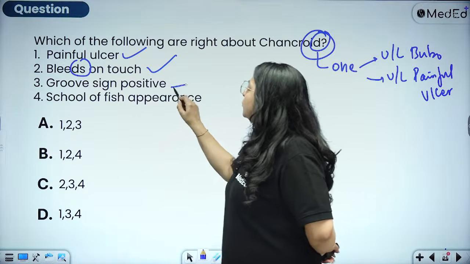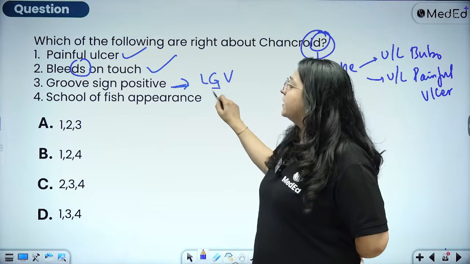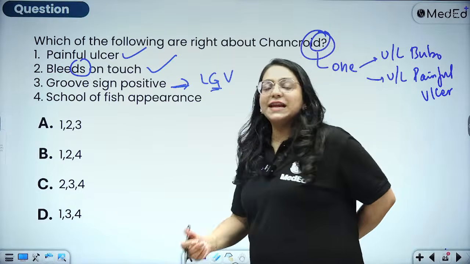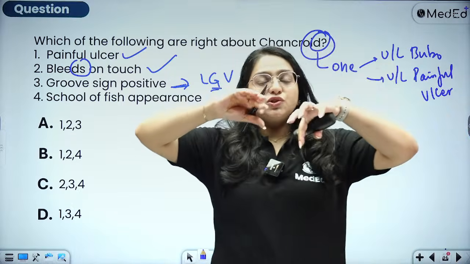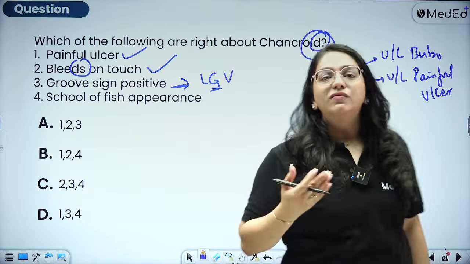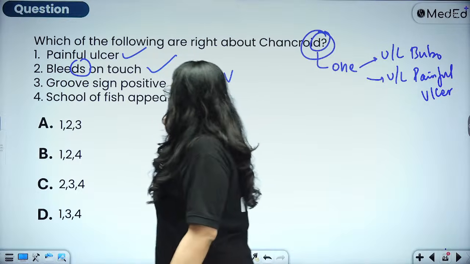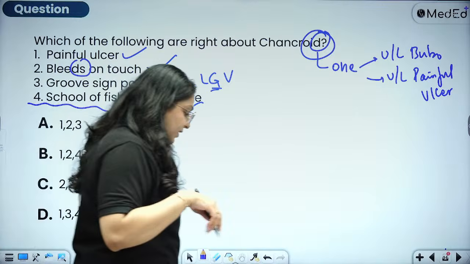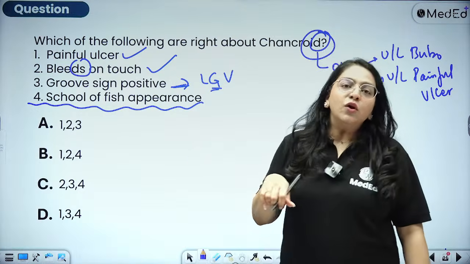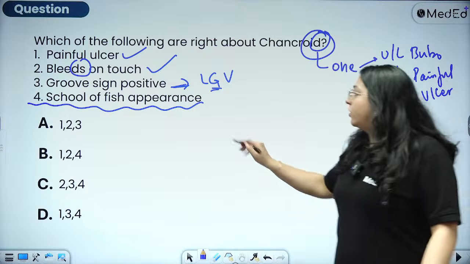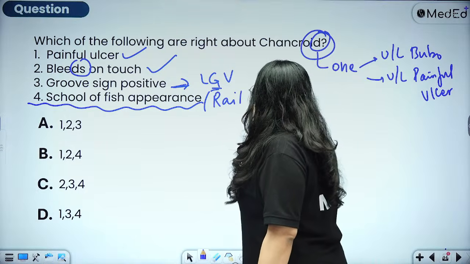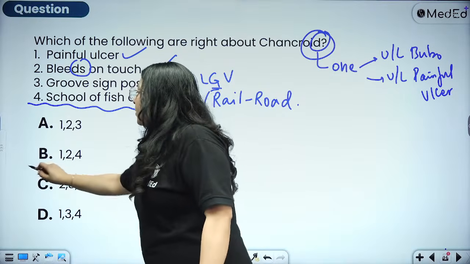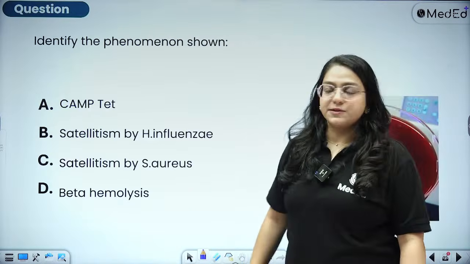Groove sign was there in lymphogranuloma venereum, which was forming granulomatous lymph nodes. It was like two granulomatous lymph nodes enlarged, so in between them there is a valley or a groove which has come up. School of fish appearance, like all of you were saying, is seen in whom? Stream of fish is Vibrio, and school of fish or railroad or tram track, everything is H. ducreyi. So it is 1, 2 and 4. Correct.